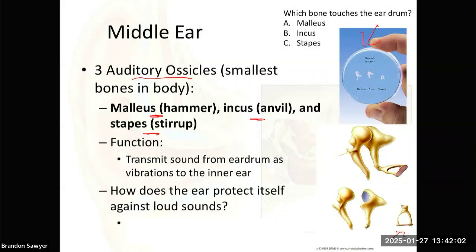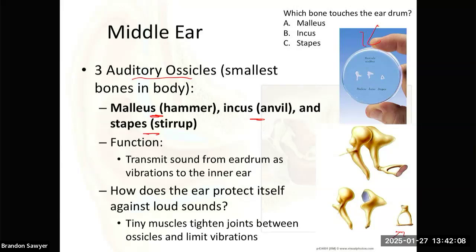One interesting thing that can happen is when we get a very loud sound that comes into our ears, we actually have muscles that attach to these bones. There are little synovial joints between these bones. You can see a little hyaline cartilage in there between the two. These tiny little joints are literally the size of the tip of your pencil. It's got a membrane and everything, but then there's muscles attached to all of these.